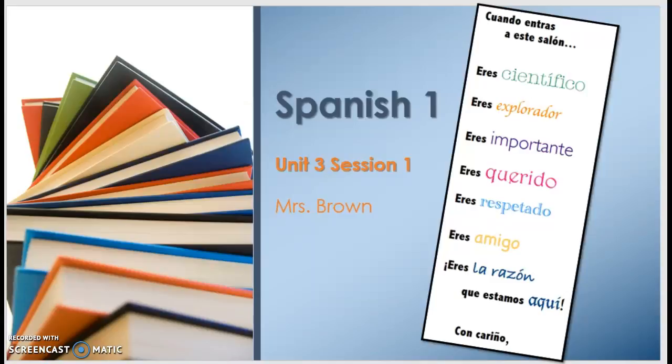Alright, so we have a little bookmark here on the page. And it says, when you enter this classroom, you are scientific, you are an explorer, you are important, you are loved, you are respected, you are a friend, and you are the reason that we're here. So I hope that makes you feel important, and we have this also to kind of show you some extra adjectives that we have in the class.